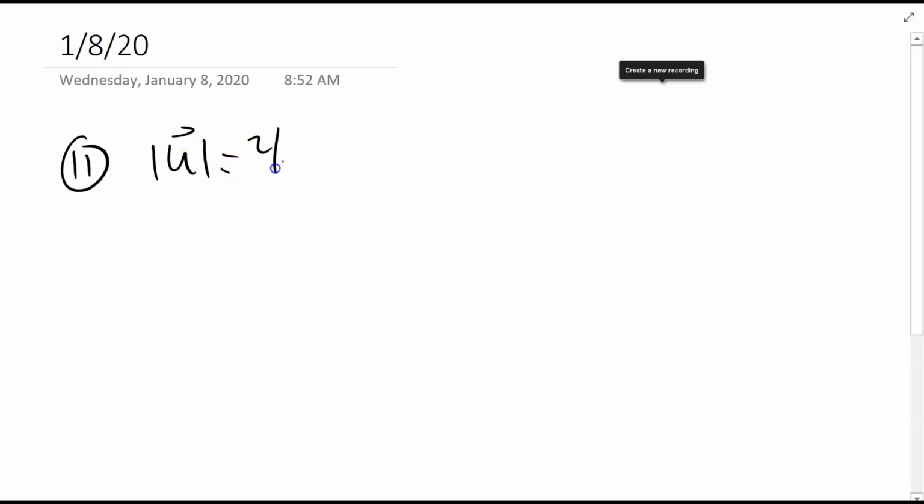Of course. So it says find the component form for the vectors indicated below. Round your answer to the nearest hundredth. So in number 11, we're told the magnitude of our vector is 4, and the direction for our vector is 218 degrees.